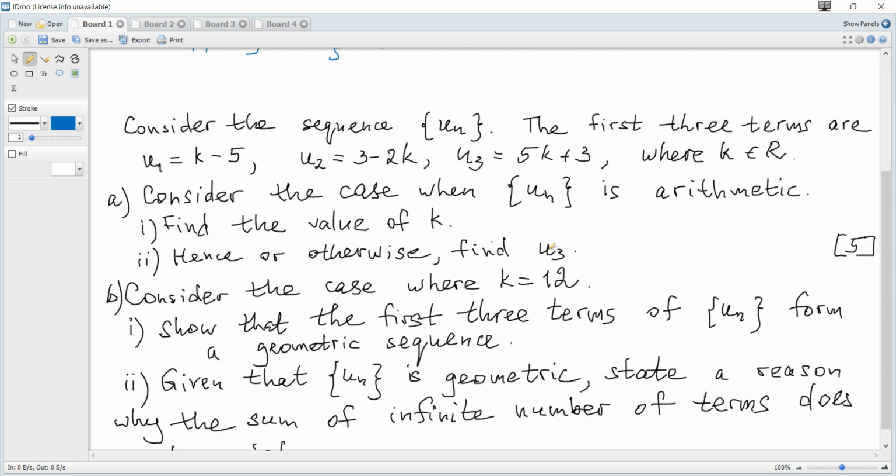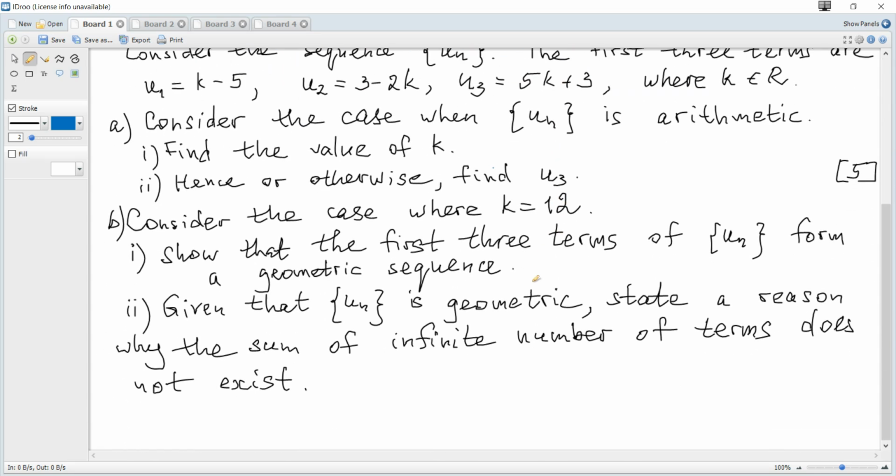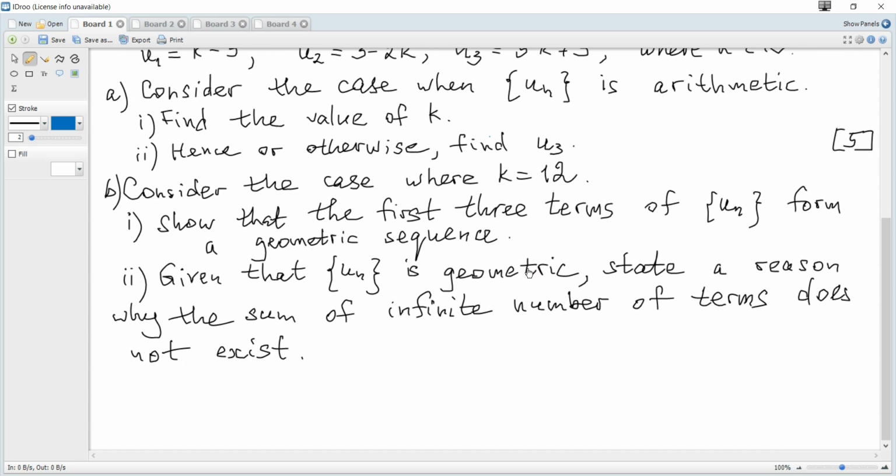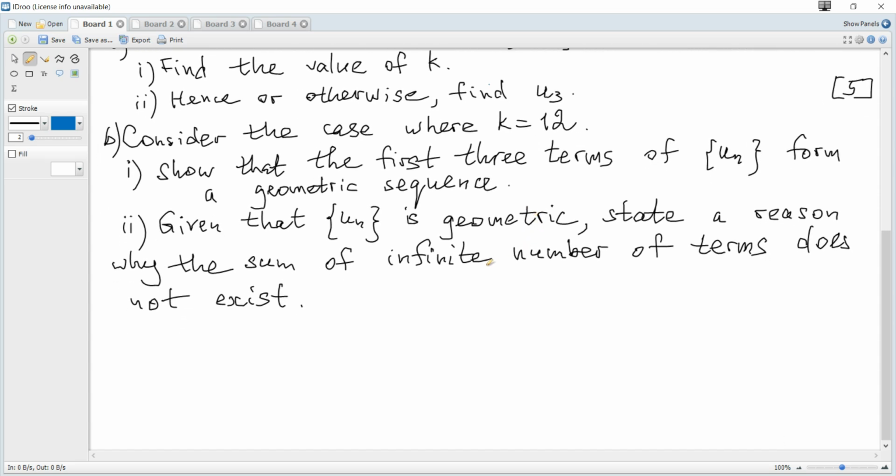Next, consider the case where k is 12. Show that the first three terms of un form a geometric sequence. To be geometric, there must be what? A constant, the same common ratio. And the common ratio is any term divided by the previous term, or the next term divided by the current term.